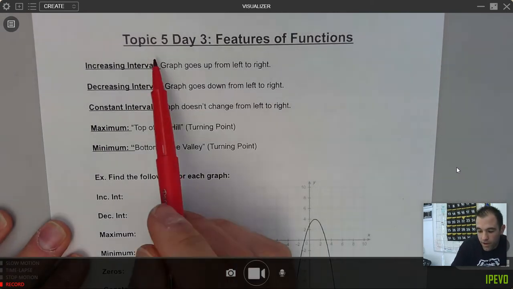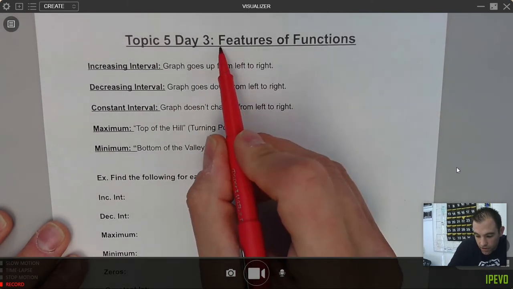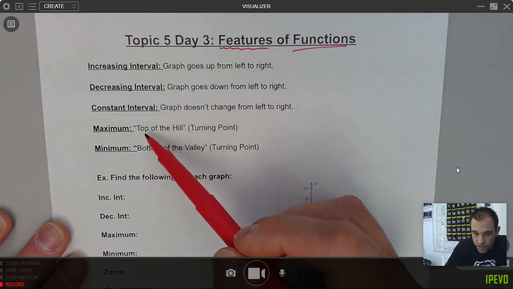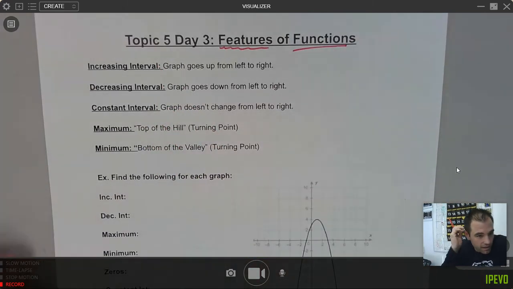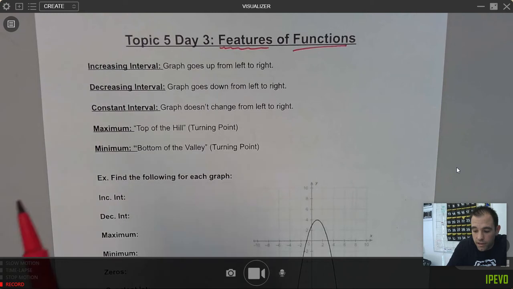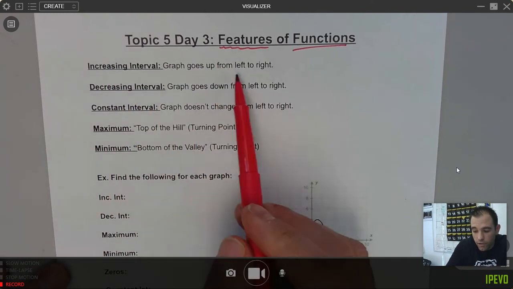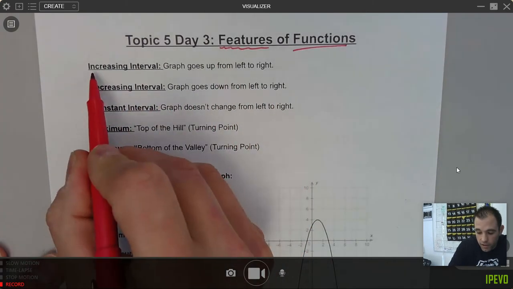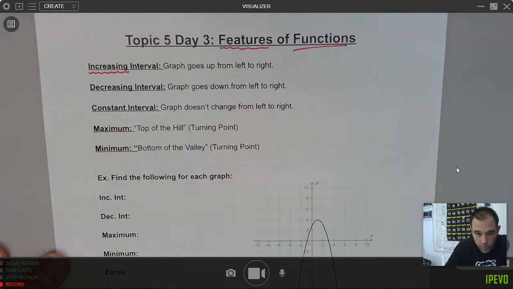So, topic 5, day 3, features of functions. All right. So I've already given you some of the definitions up here, some different things we're going to find in these graphs. So the first one is increasing interval. So the graph goes up from left to right. So that should kind of make sense to you. Increasing, hopefully we all know, means to go up, right? So increasing, it is going up.